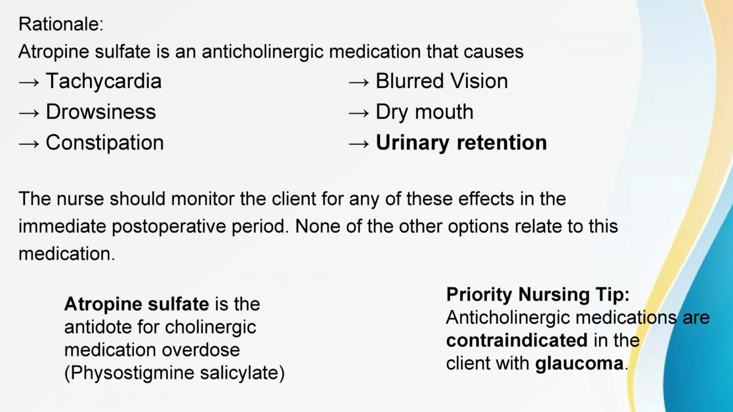Atropine sulfate is an anticholinergic medication that causes tachycardia, blurred vision, drowsiness, dry mouth, constipation, urinary retention. The nurse should monitor the client for any of these effects in the immediate postoperative period. None of the other options relate to this medication. Atropine sulfate is the antidote for cholinergic medication overdose, physostigmine salicylate. Priority nursing tip: anticholinergic medications are contraindicated in the client with glaucoma.